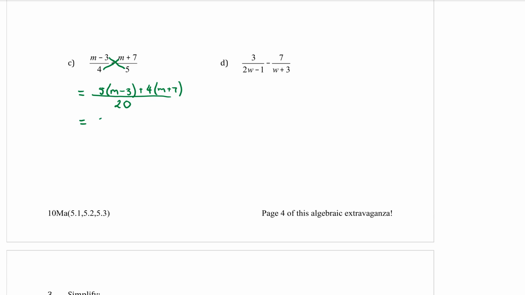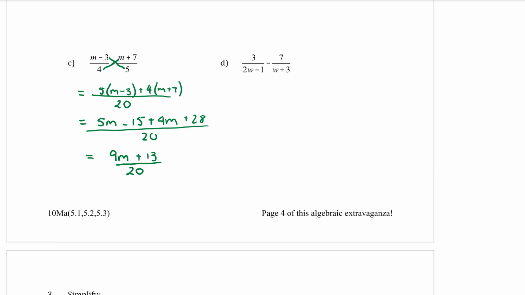5 times m is going to be 5m minus 5 times 3 is 15. That's the first bracket. Second bracket, we have a plus sign. 4 times m is 4m, and 4 times 7 is 28. That is all over 20. I have like terms. On the top, the 5m and the 4m collect up to make 9m. Minus 15 plus 28 makes a positive 13, all over 20.